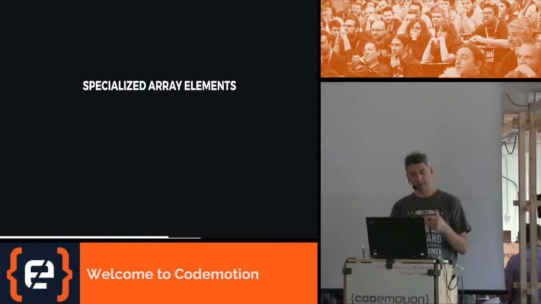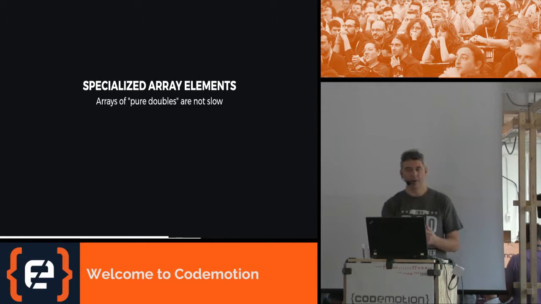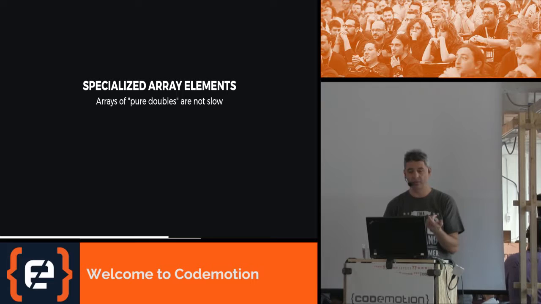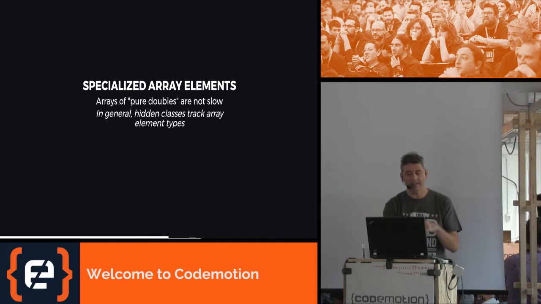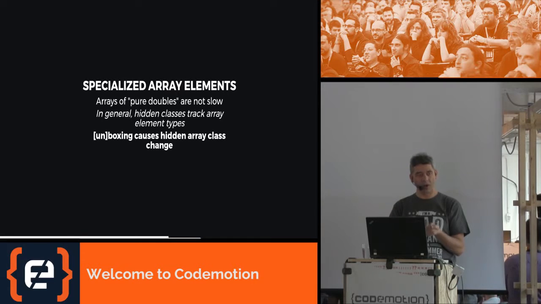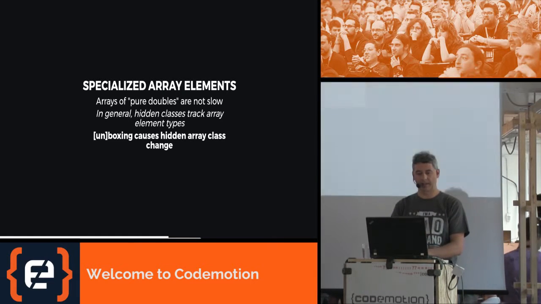And there is another trick called specialized array elements. This buffer of elements can have elements of different kinds. So if you have an array of numbers, and these numbers need to be large, the JIT can actually allocate an array of doubles, where each slot is large enough to keep a full floating point double. It does it, but it needs to understand that it has to do it. So in general, the hidden classes track the array element types and change because of that. And unboxing causes class changes. So just don't mess with the types of the elements of the arrays.